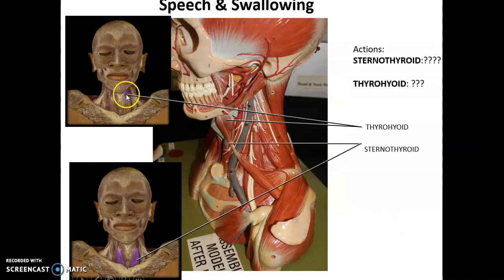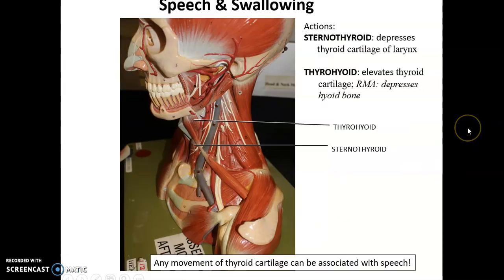Then we have the thyrohyoid muscle going from the thyroid cartilage to the hyoid bone, and the sternothyroid muscle going from the sternum to the thyroid cartilage. So when these muscles contract, the sternothyroid muscle, going from the sternum to the thyroid cartilage, helps to depress the thyroid cartilage of the larynx, which helps control speech. And then the thyrohyoid muscle, going from the thyroid cartilage to the hyoid bone, can help to elevate the thyroid cartilage, important for speech.